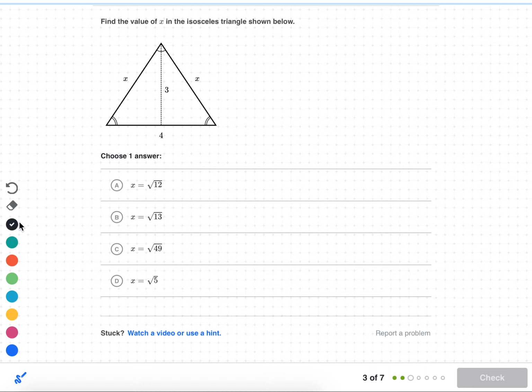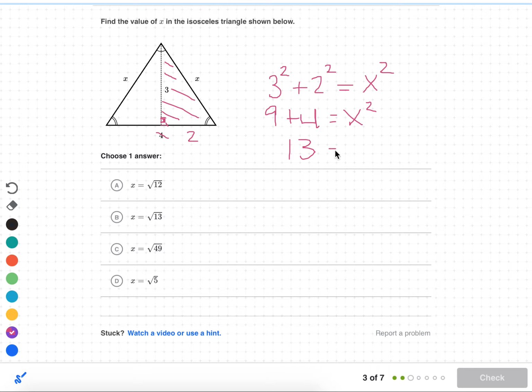Number 3. They're trying to trick you on this one by thinking it's the 3, 4, 5. It's not, because we again have to look at half of the isosceles triangle, this right triangle right here. And it has a leg of 3 and a leg of 2. 3 squared plus 2 squared equals x squared, because x is the hypotenuse. 9 plus 4 is x squared. 13 equals x squared. So therefore, x is the square root of 13.